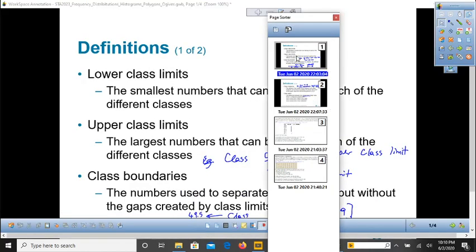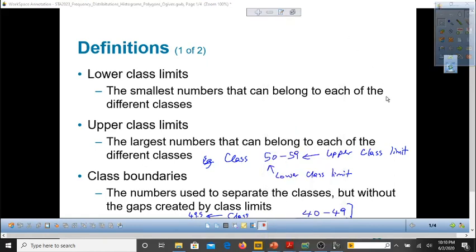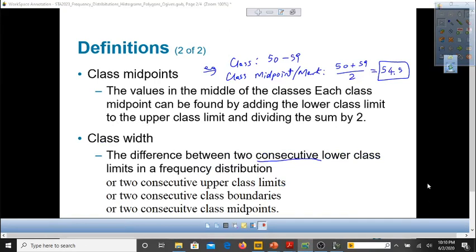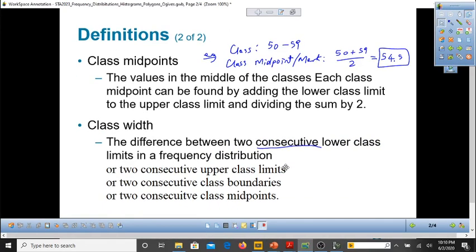So that is what a class width is. A class width is the difference between two consecutive measures of the same type. Either two lower limits, two upper limits, or two class boundaries, or two class midpoints. Consecutive midpoints, consecutive boundaries, consecutive lower limits, consecutive upper limits. That's the difference between those.